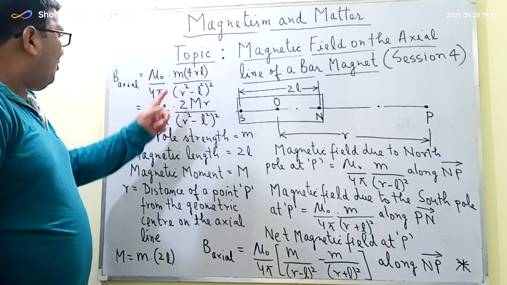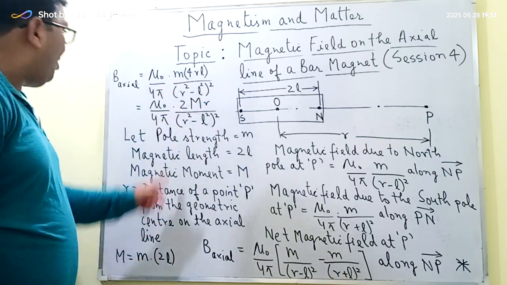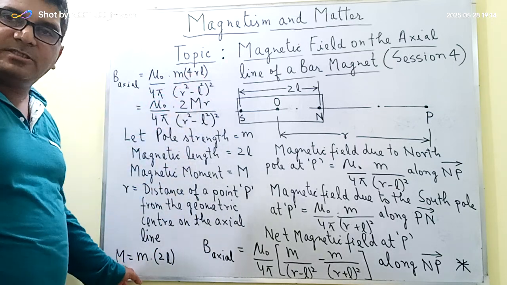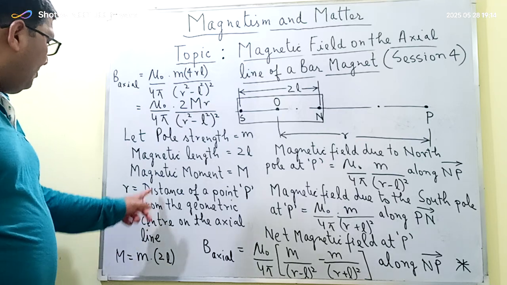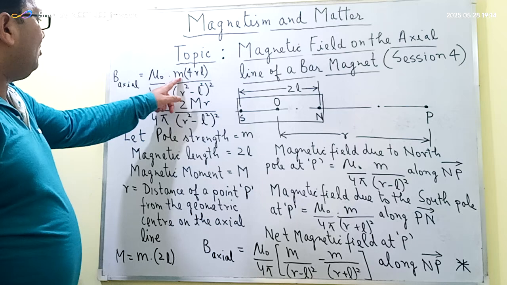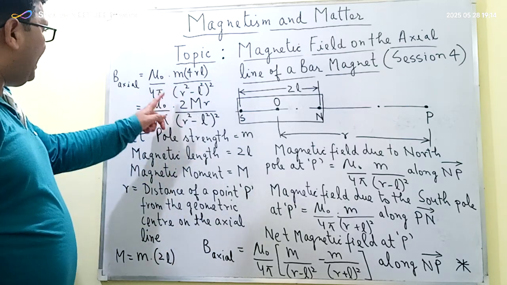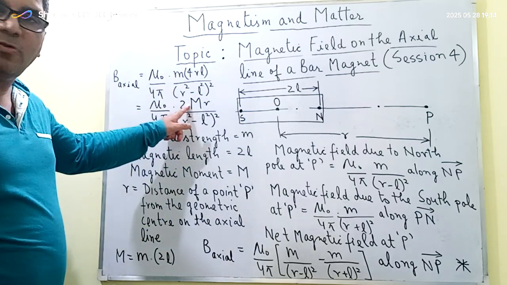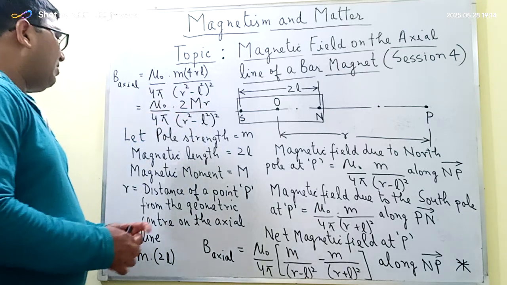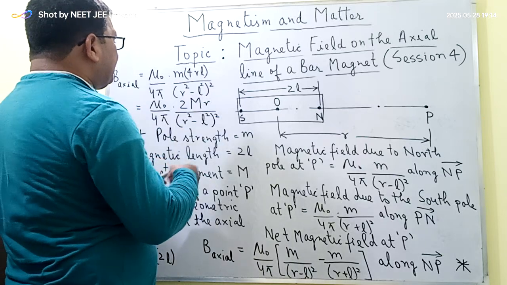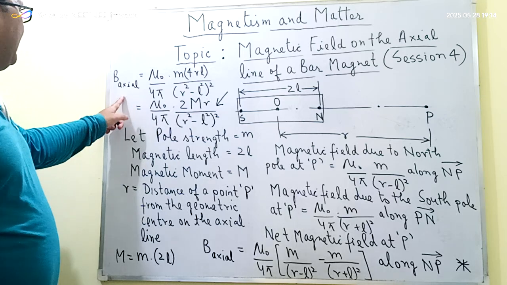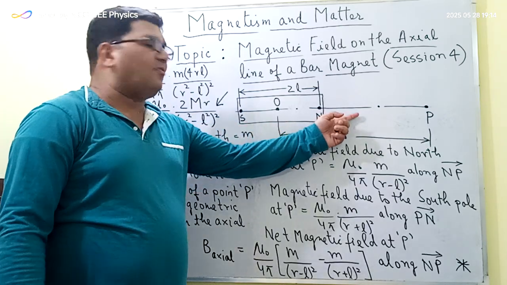Now what I have done here is I have substituted the value of 2 m l as capital M, where capital M is the magnetic moment. So magnetic moment is equal to 2 m l. If I substitute this value, I will get the formula mu naught upon 4 pi into 2 capital M into r divided by (r square minus l square) the whole square. So this is the exact formula for the value of the magnetic field on the axial line of a bar magnet.